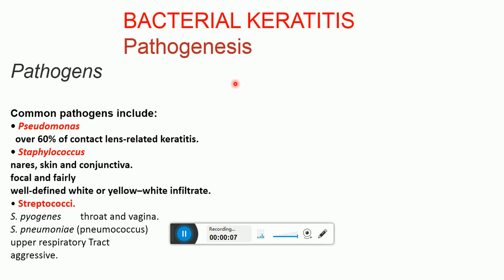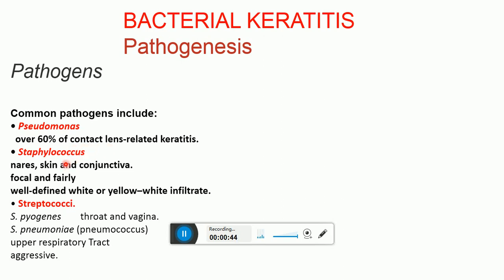The common pathogens are Pseudomonas aeruginosa. It is a ubiquitous gram-negative bacillus or rod, and it is a commensal of the gastrointestinal tract. Pseudomonas infection is typically aggressive and is responsible for over 60% of contact lens keratitis. So Pseudomonas is a gram-negative rod and causes 60% of contact lens keratitis.